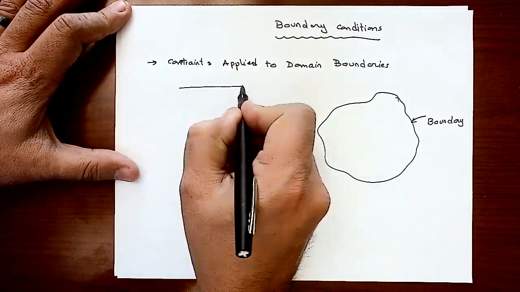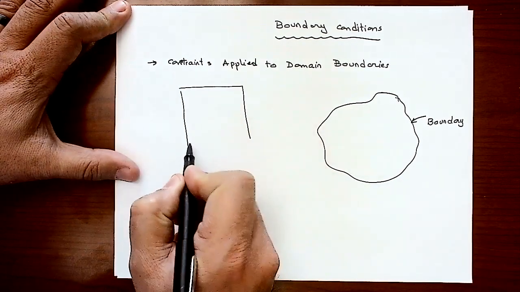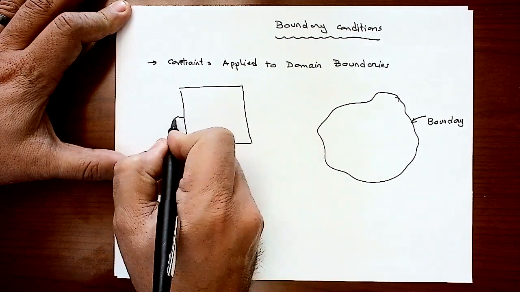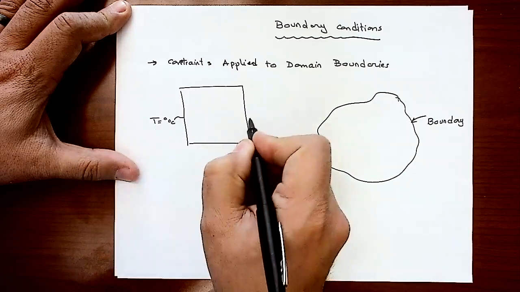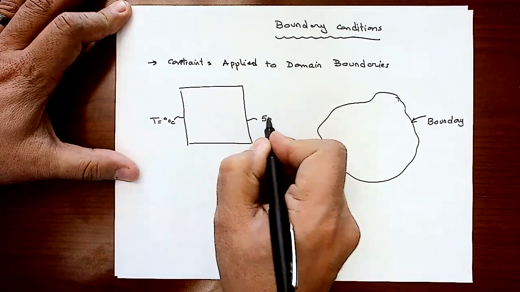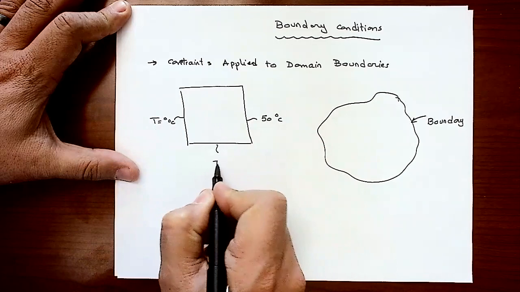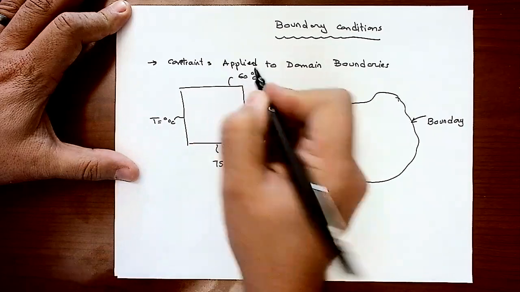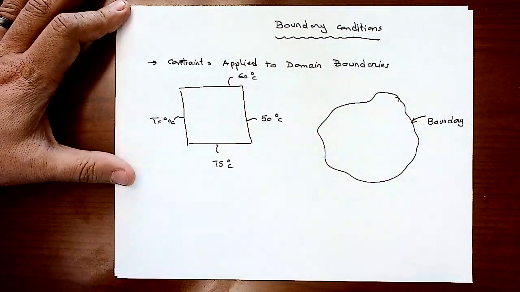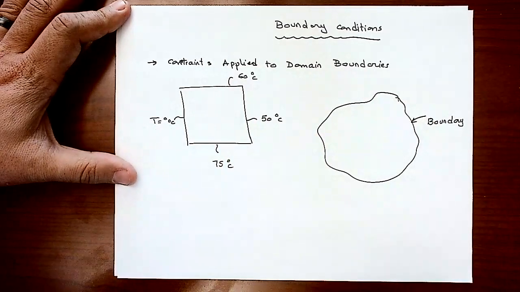Let's assume that I'm dealing with a two-dimension plate. Then I set up the boundary condition here. A temperature is 0 degrees C, and this boundary here is 50 degrees C, and this boundary here is 75 degrees C, and the boundary here is 60 degrees C. Then I ask you to find the two-dimension temperature distribution inside that plate.